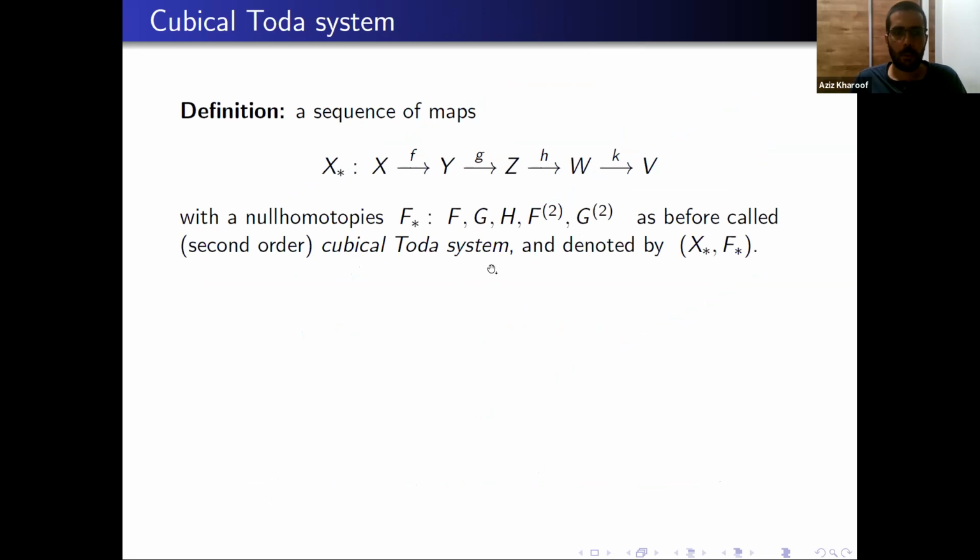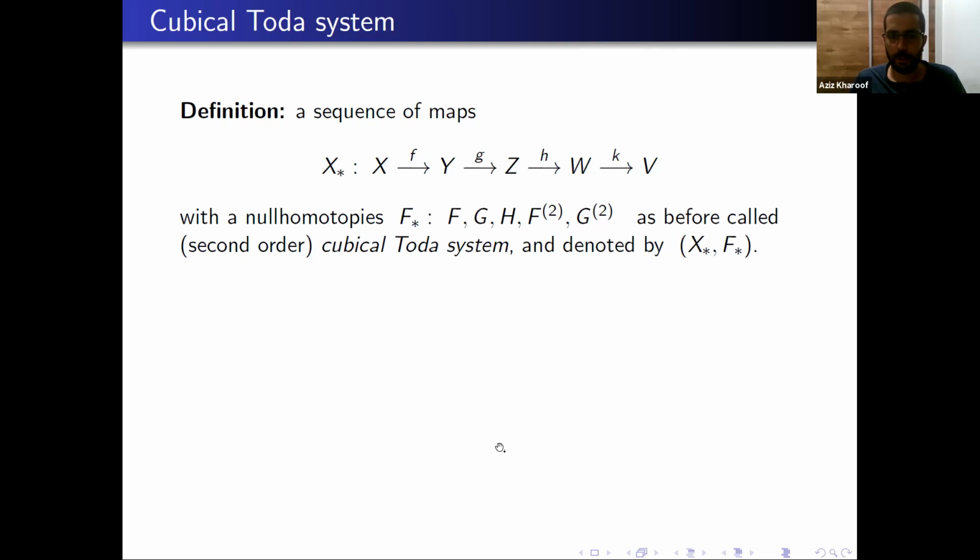So to define this, we have 4 maps, 3 one-order null homotopies, and 2 second-order null homotopies. Okay, this is called the Toda system. These are the maps and all the null homotopies we need. We call it a cubical Toda system, because it's a cubical definition.